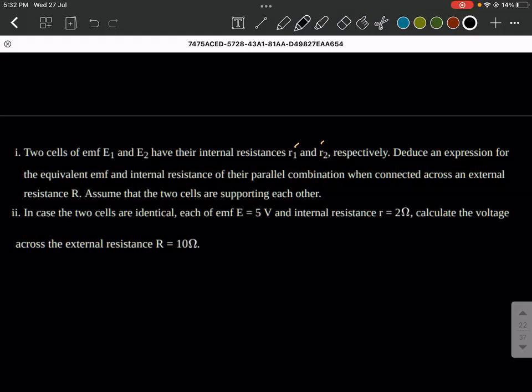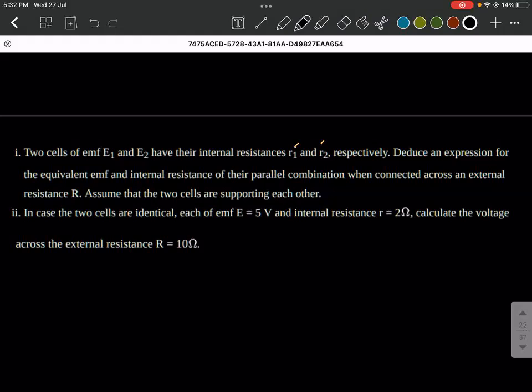So what do you mean by supporting each other? It means they are connected in the same manner. If you see in the parallel direction, positive, positive, positive, everything lies in the same direction. That is the meaning of supporting each other. Okay, what is the value? There is actually a formula.